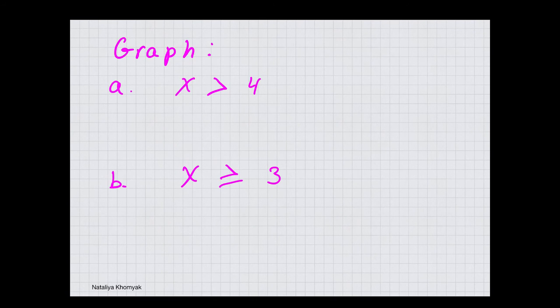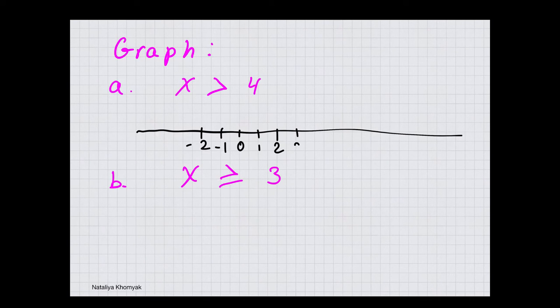Let's graph x is greater than 4. So here's our number line. We have -2, -1, 0, 1, 2, 3, 4, 5, 6, 7. And we need to graph x that is greater than 4. Now this is the number we're going to start with. Since this is just a greater sign, it has no equal to, the answers will be all up to but not including number 4. So this is my empty circle.